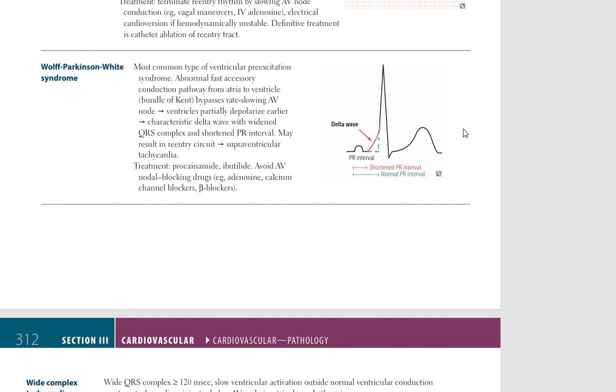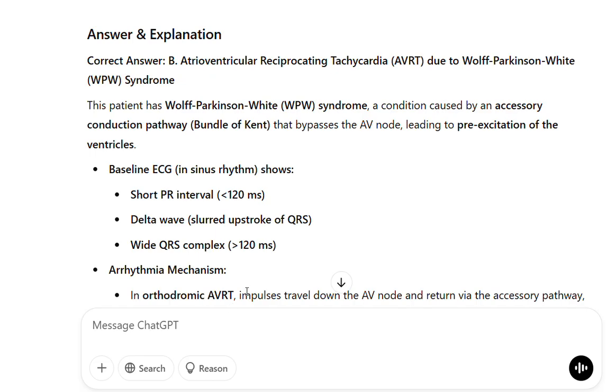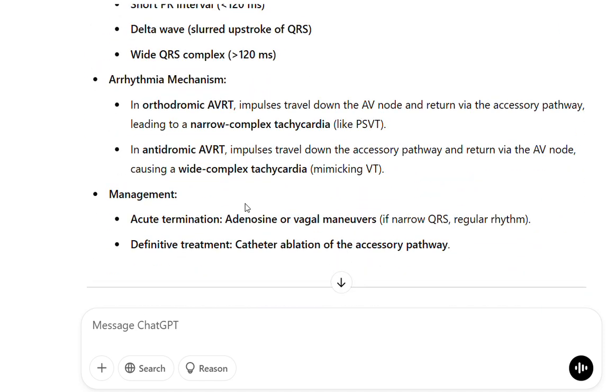Baseline ECG in sinus rhythm shows short PR interval, less than 120 milliseconds, delta wave, slurred upstroke of QRS, and wide QRS complex, greater than 120 milliseconds. Arrhythmia mechanism: in orthodromic AVRT, impulses travel down the AV node and return via the accessory pathway, leading to a narrow complex tachycardia, like PSVT. In antidromic AVRT, impulses travel down the accessory pathway and return via the AV node, causing a wide complex tachycardia, mimicking VT.